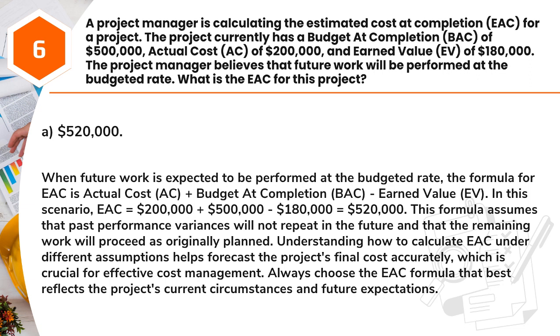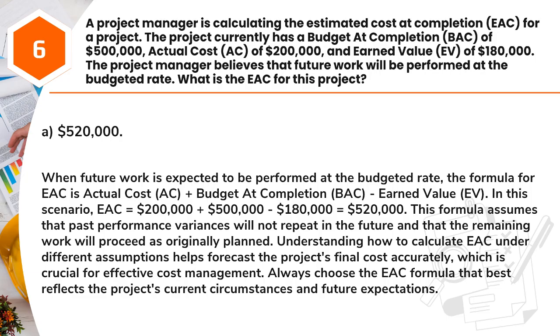$520,000. When future work is expected to be performed at the budgeted rate, the formula for EAC is actual cost, AC, plus budget at completion, BAC, minus earned value, EV. In this scenario, EAC equals $200,000 plus $500,000 minus $180,000 equals $520,000.